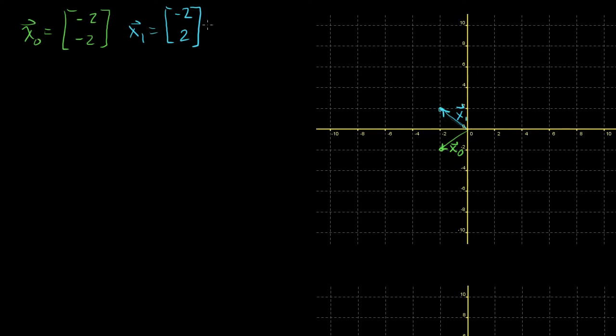And let me draw a third one just for fun. x2. Let's say that that is equal to 2, minus 2. So if I were to draw this, it's 2, minus 2, it goes right here. So that vector right there is x2. Now, what I want to do here is define the line segments that connect these points.